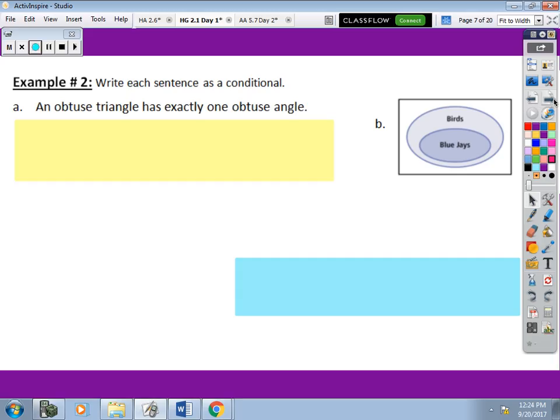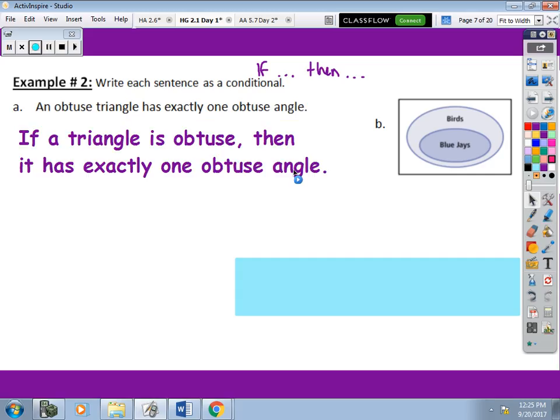So for example, it says, an obtuse triangle has exactly one obtuse angle. To make this into a conditional, the easiest way is to use your if-then. So you're just going to say, if a triangle is obtuse, or if you have an obtuse triangle, then it has exactly one obtuse angle. Sometimes you can get a little creative with how you say them. And then we will learn about biconditionals, where the order in which you write them doesn't matter.